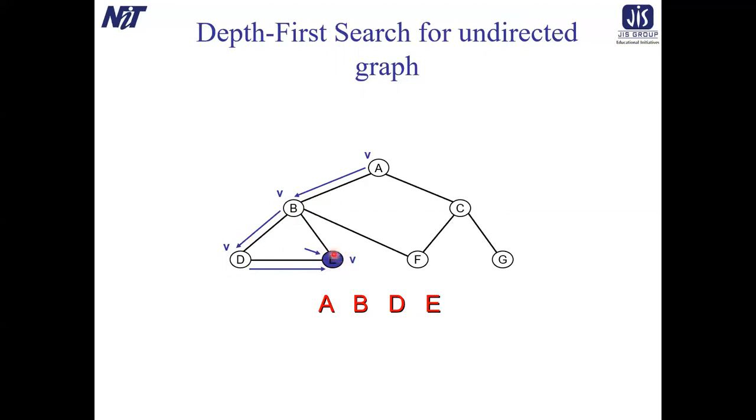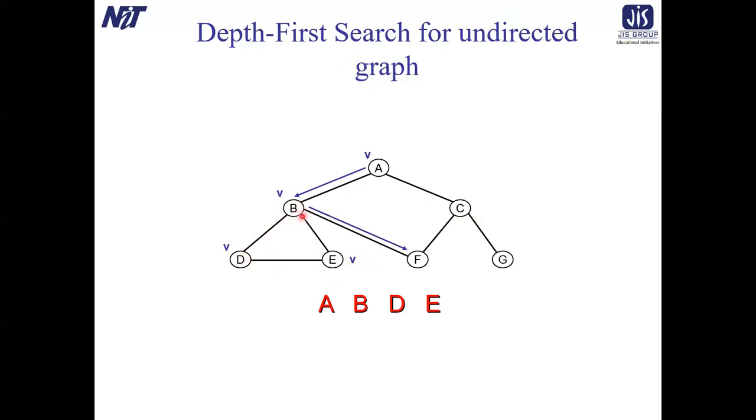So now we have to visit E. So now E has some adjacents, B. It is already visited. So then we will not move over here. So it is also visited. But we have to backtrack from here, that is D. Then we come to the B.